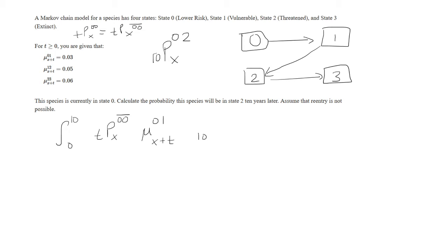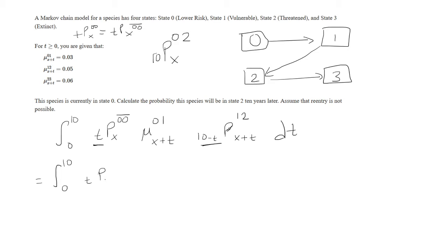And then I'm going to stay, then I'm going to go from 1 to 2. So I'm going to transition from state 1 to 2, and that's going to take 10 minus t years. So altogether, if I add it up, I should get 10 years. dt.